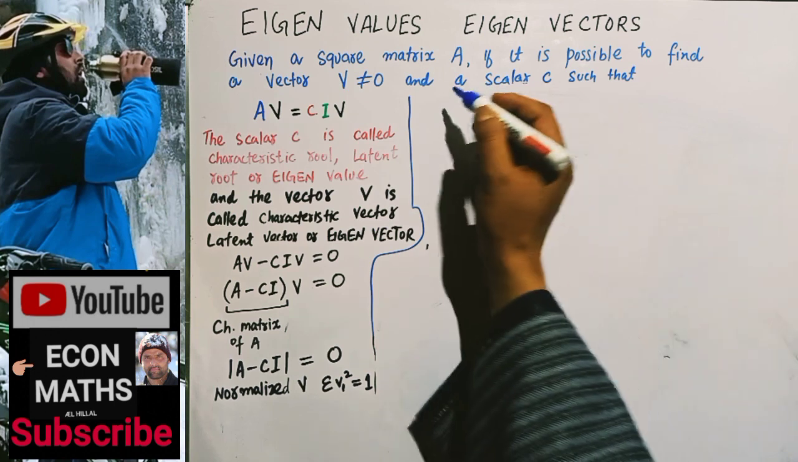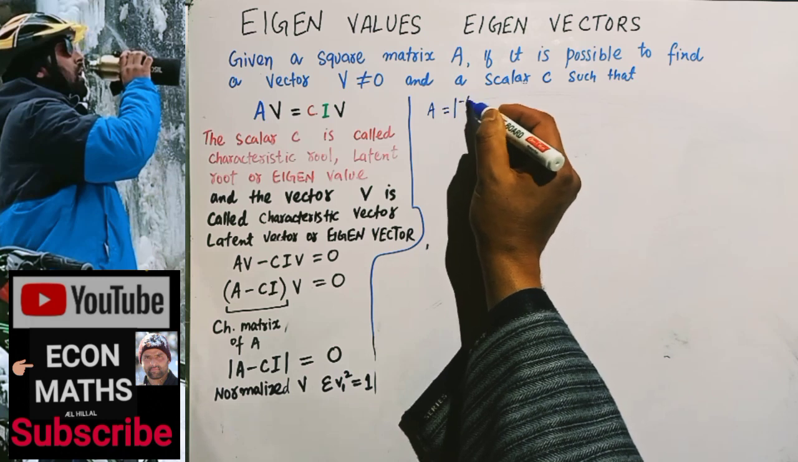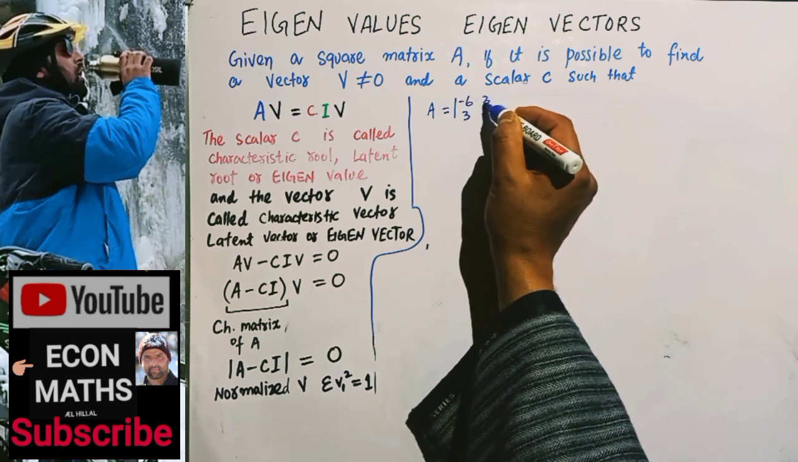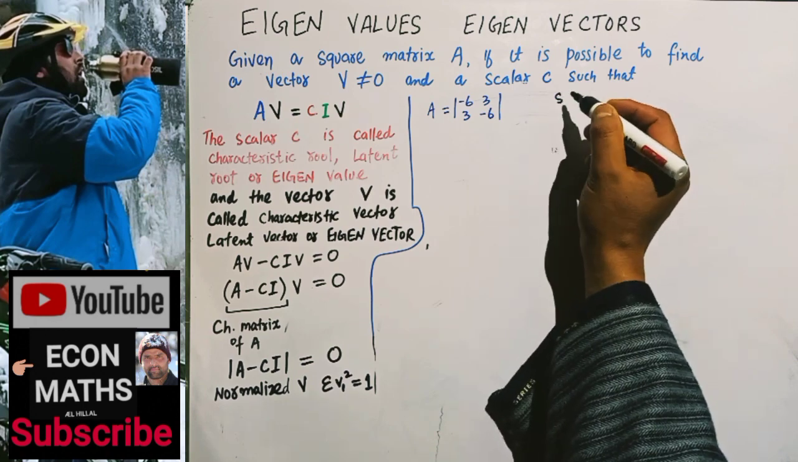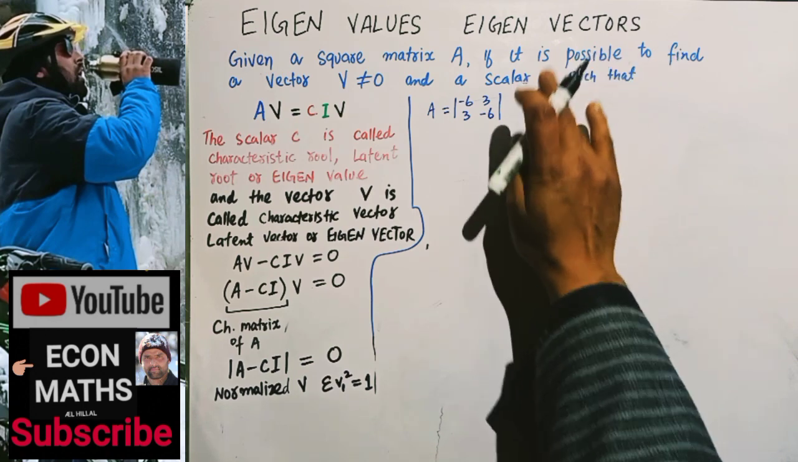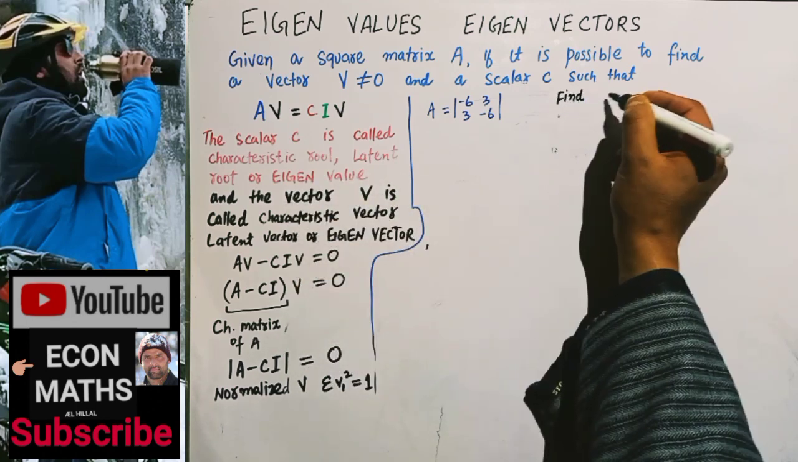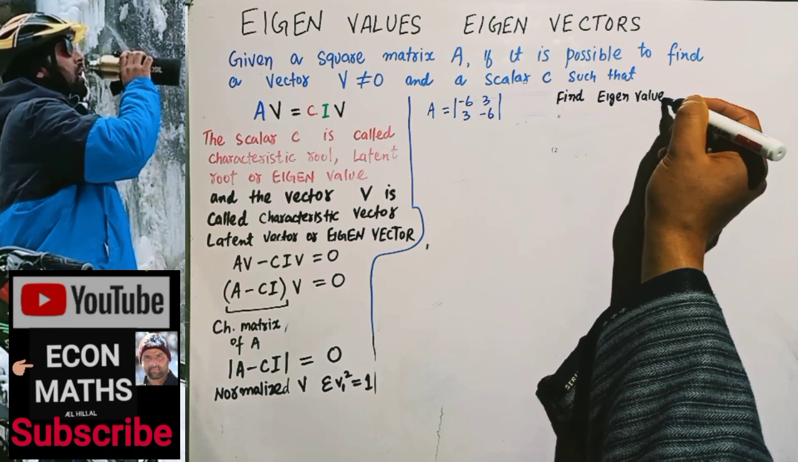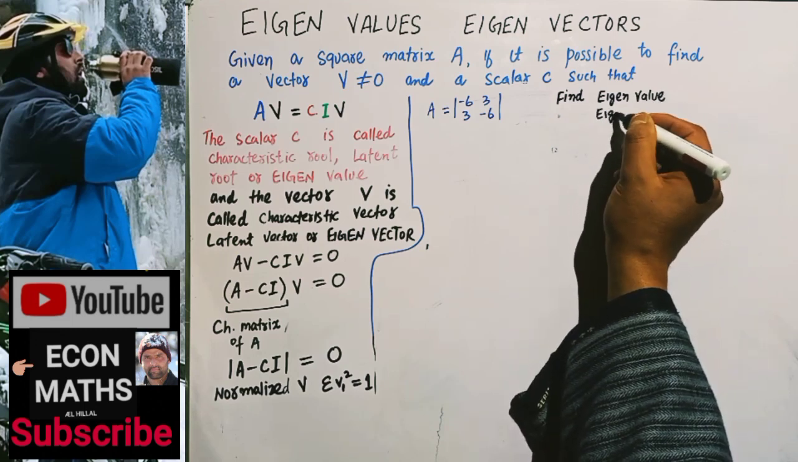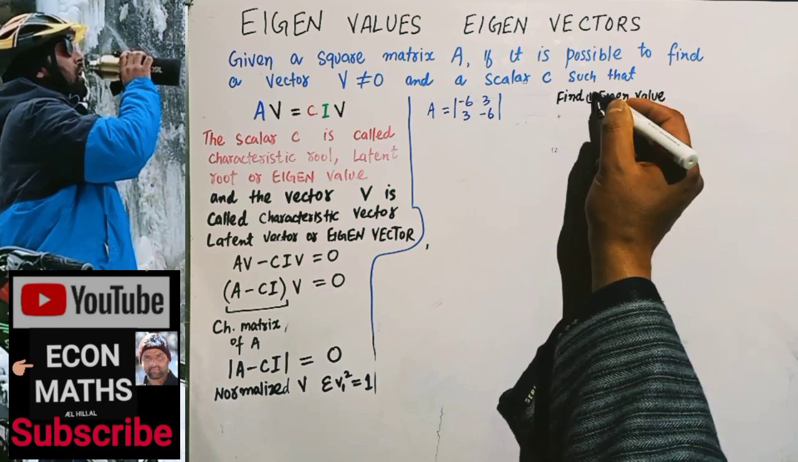Let us say we are given a square matrix: minus 6, 3, 3, minus 6. This is our square matrix. We are told to find the scalar, which as I have told you is called the eigenvalue, and the eigenvector. Let us first try to find the eigenvalue.